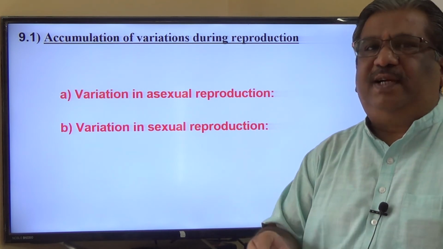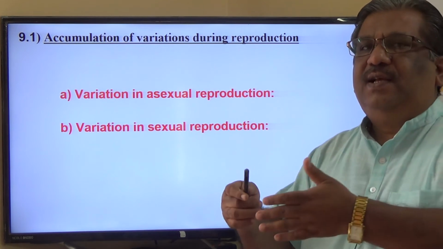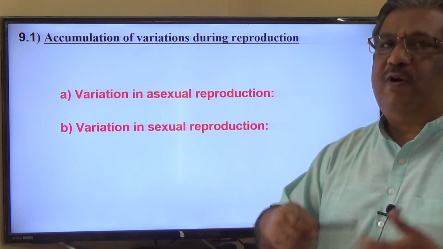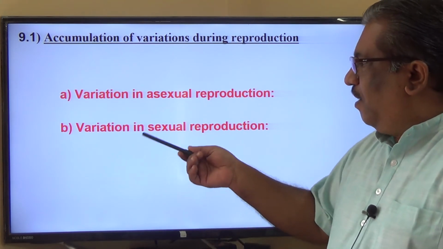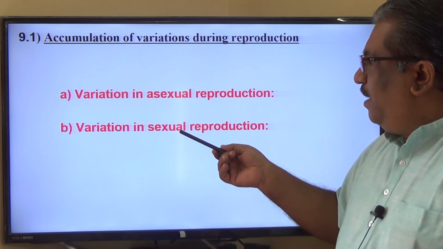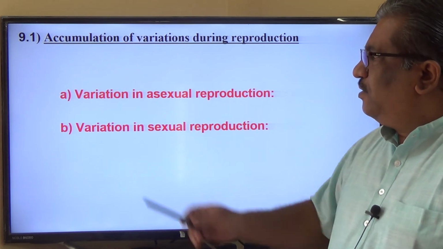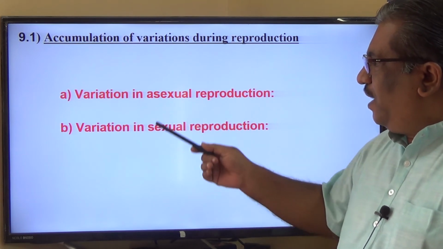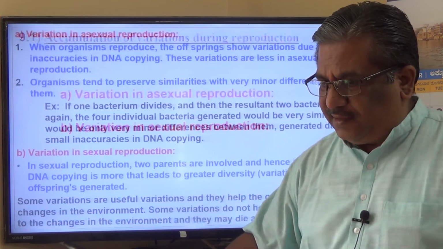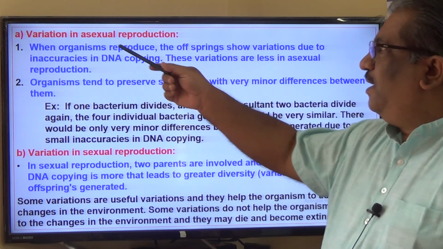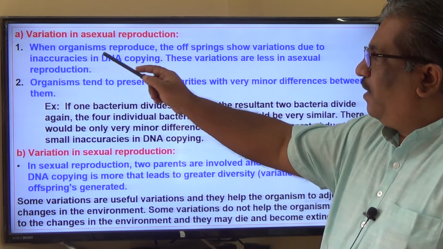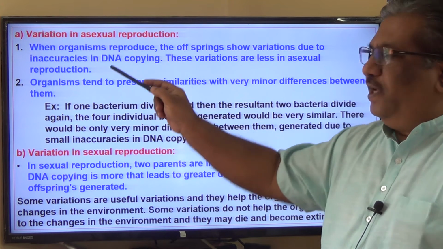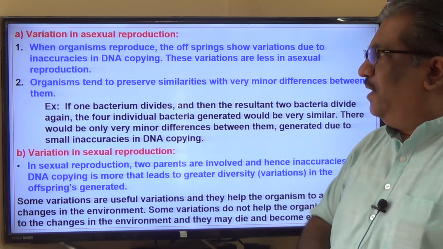The accumulated variations of parent 1 combining with the accumulated variations of parent 2 lead to a greater number of variations in the offsprings produced by sexual reproduction. So let us see some of the features of these two, variations in asexual and sexual reproduction. Let's see that. So variation in asexual reproduction: when organisms reproduce, the offsprings show variations due to inaccuracies in DNA copying. This we have studied already.